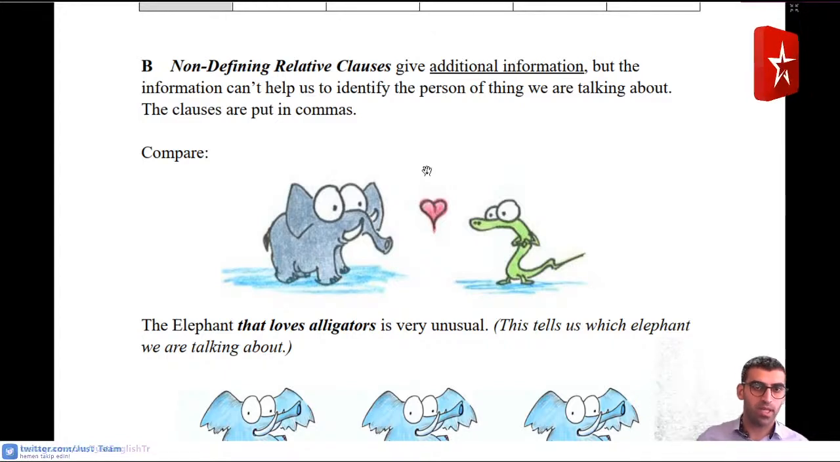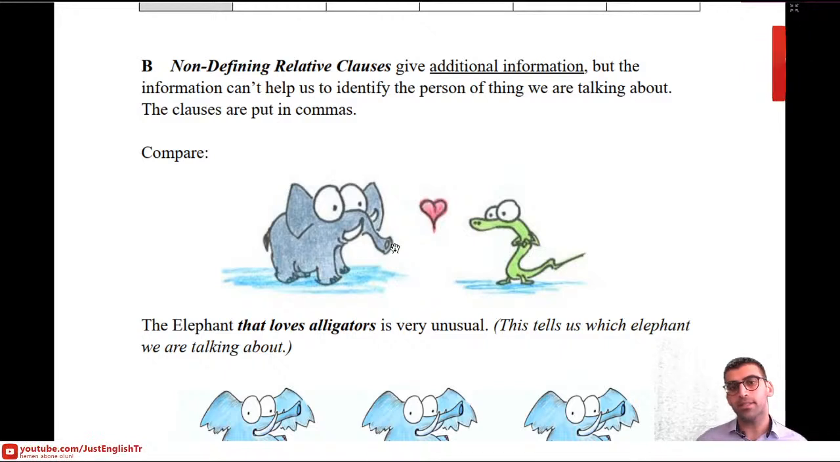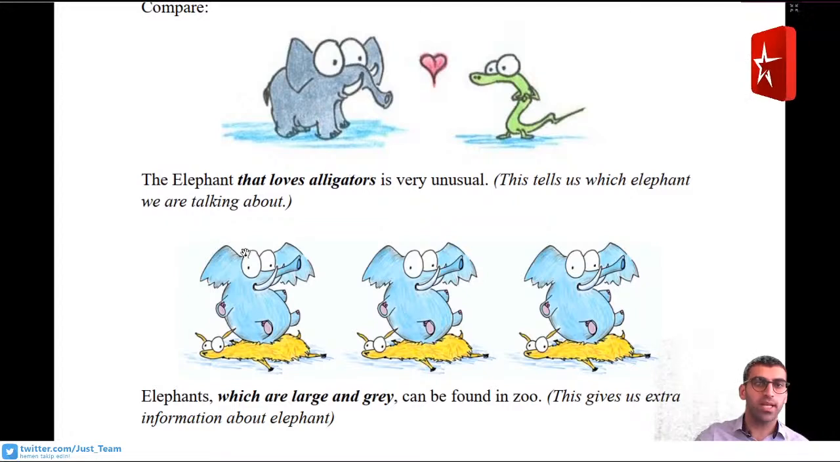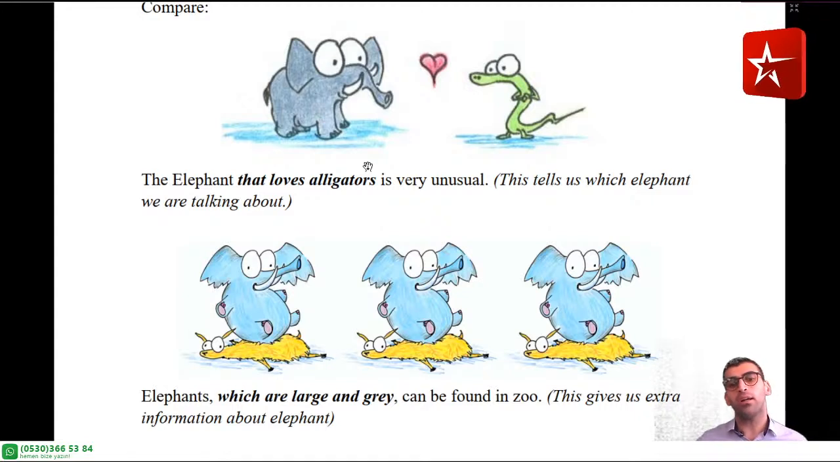For example, you can see an elephant and you can see an alligator. The elephant that loves alligators is very unusual. This tells us which elephant we are talking about. Okay, this is a defining clause. Look at here. The first one was a defining relative clause. The second one is about a non-defining relative clause. Elephants, which are large and gray, can be found in zoos.